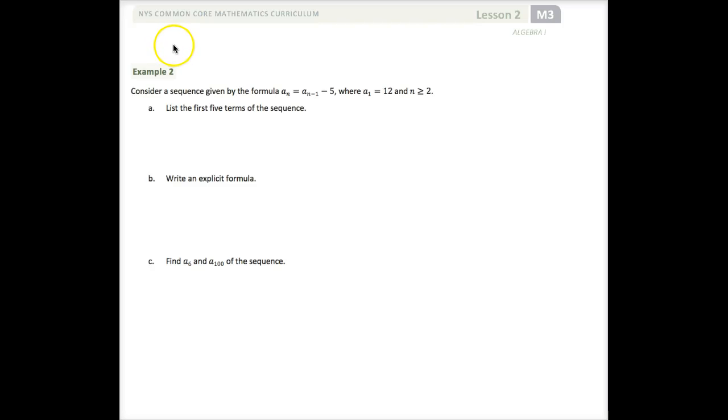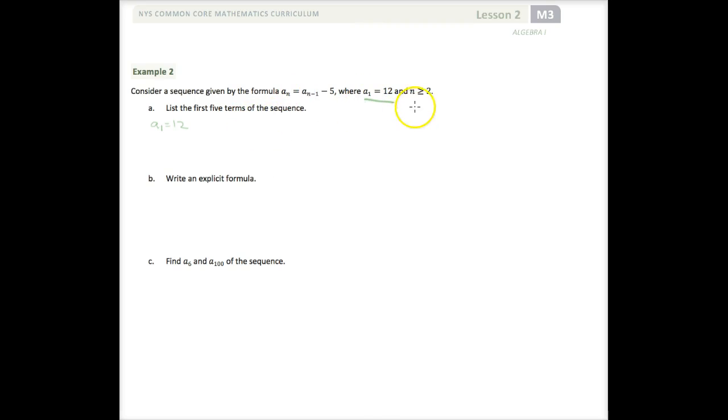Module 3, Lesson 2, Student Page 11. Consider a sequence given by the formula a sub n equals a sub n minus 1 minus 5, where a sub 1 is 12 and n is greater than or equal to 2. It says list the first 5 terms of this sequence. Well, it's not so hard because we know that a sub 1 is 12. They told us that. It's right here.